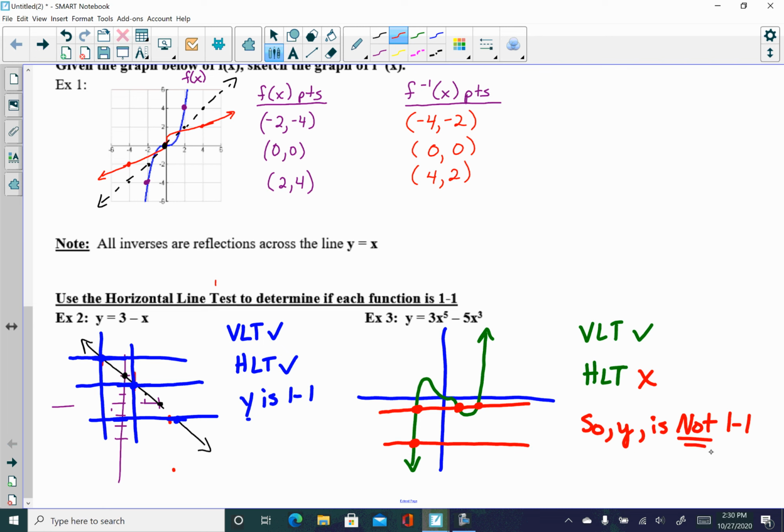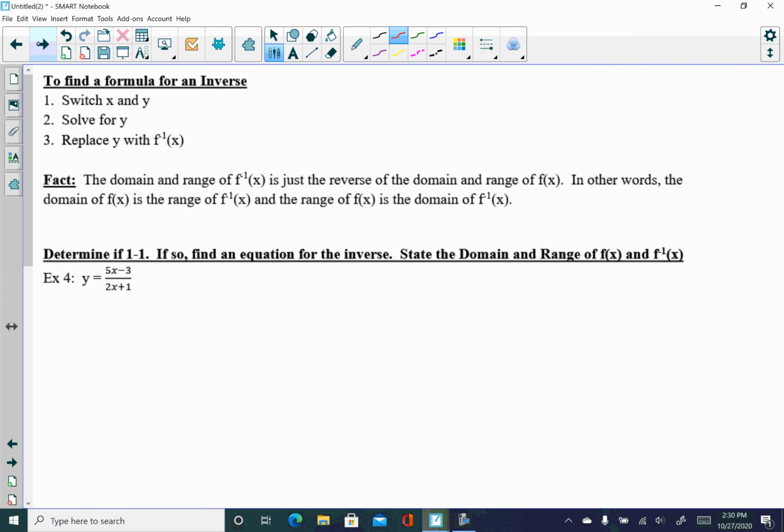All right, I'm going to flip it on over. The top of the next page gives us a formula for finding the inverse if you're given an equation of a function. Like, how do you find the formula for the inverse? It's a very straightforward process. All you do is switch x and y, solve for y, and then after you've solved for y, you replace your y with f inverse of x. And f raised to the negative 1 power is the notation for f inverse of x.